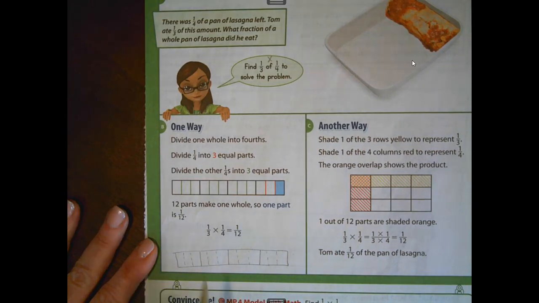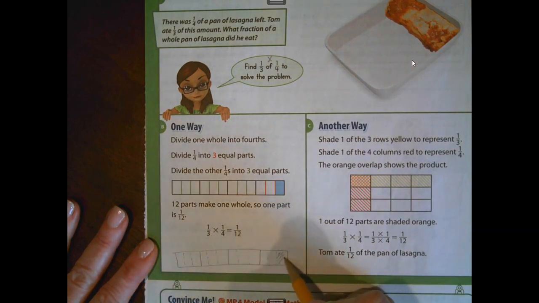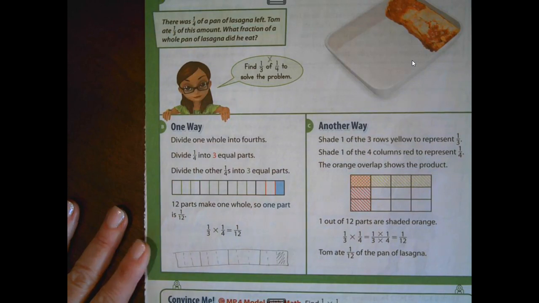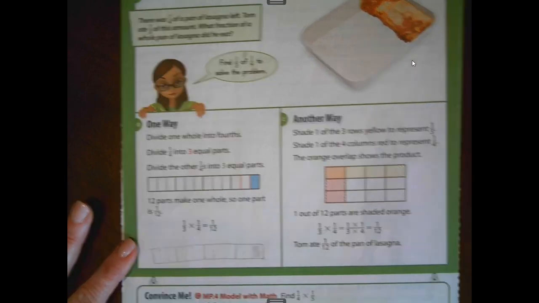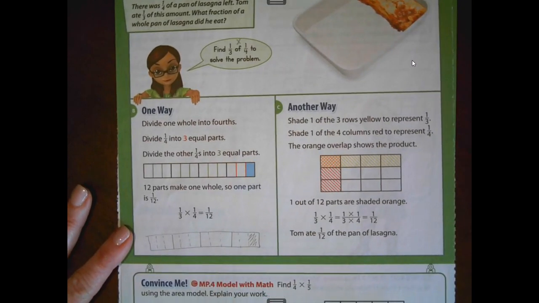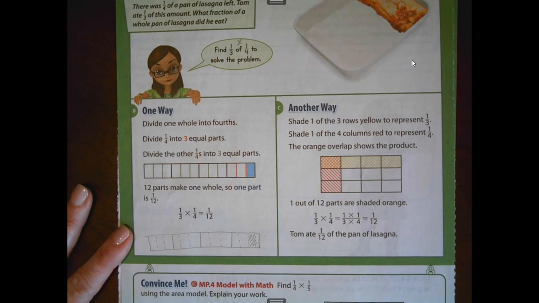And then 12 parts is what we now have make a whole. So one of the parts they shaded right there is 1/12. So your product is 1/12. All right, that's using a bar model. The second way is probably my favorite way if you're going to have to visually look at multiplying fractions, and that is using an area model.